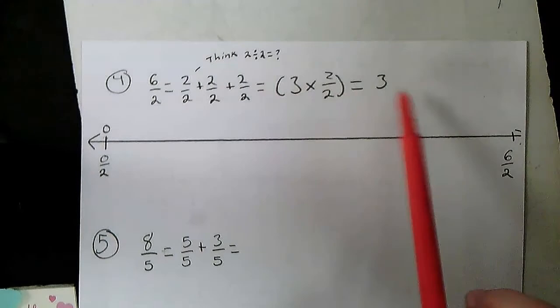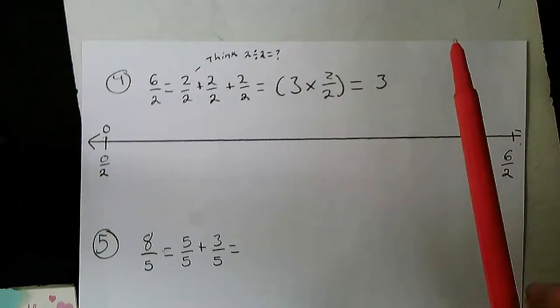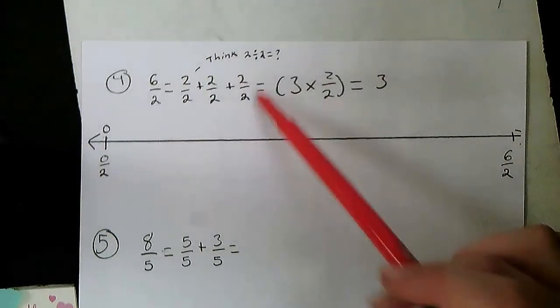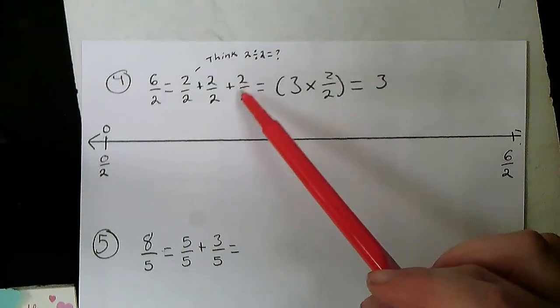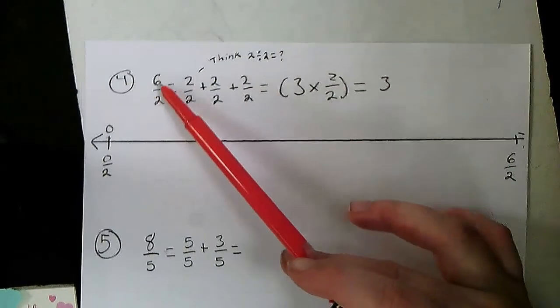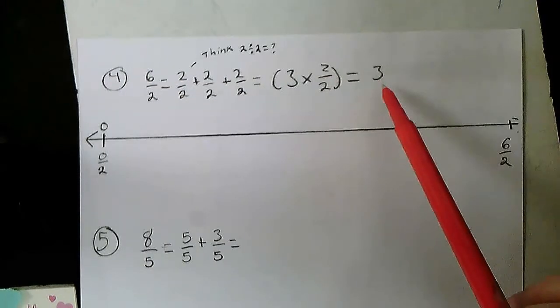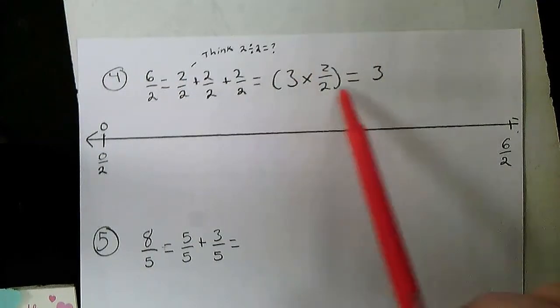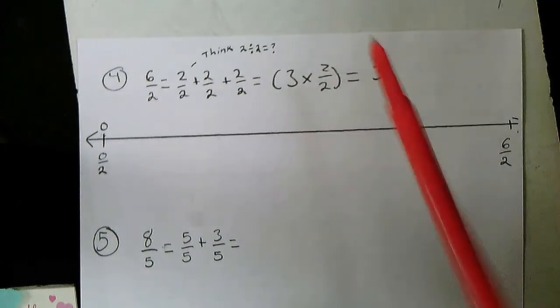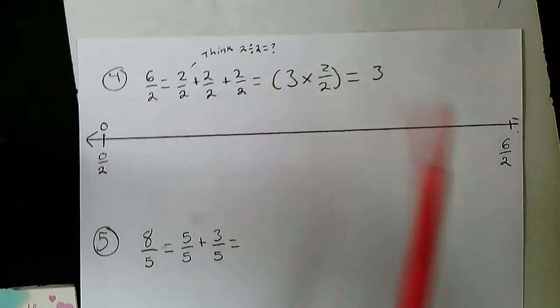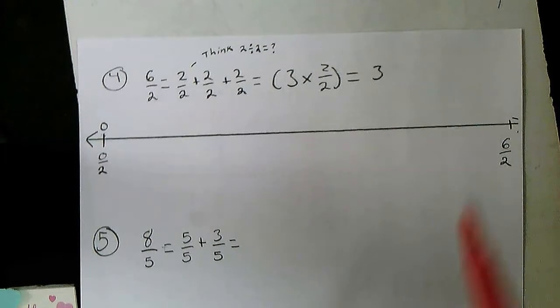So right here we have a whole lot going on, but basically what this is showing me is that this addition problem, 2 halves plus 2 halves plus 2 halves, equals 6 halves, or 6 halves is the same as 3. I could also write this problem as 3 groups of 2 halves. I'm going to show what this also looks like on my number line.